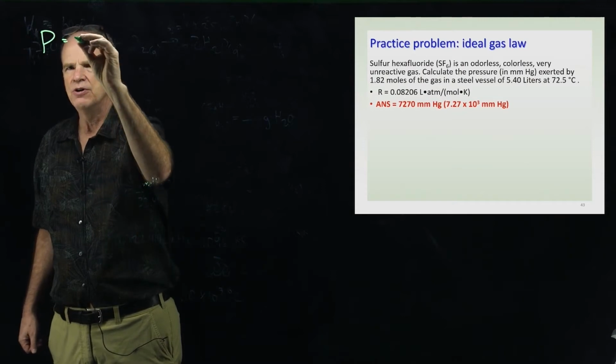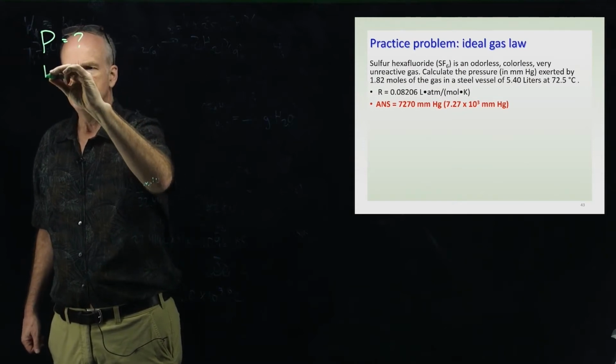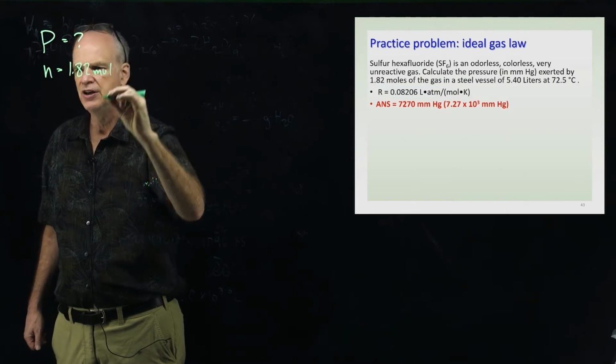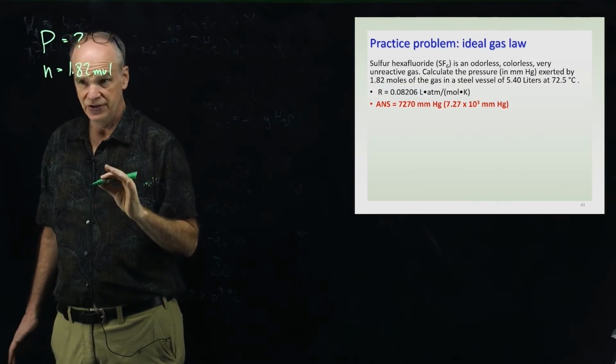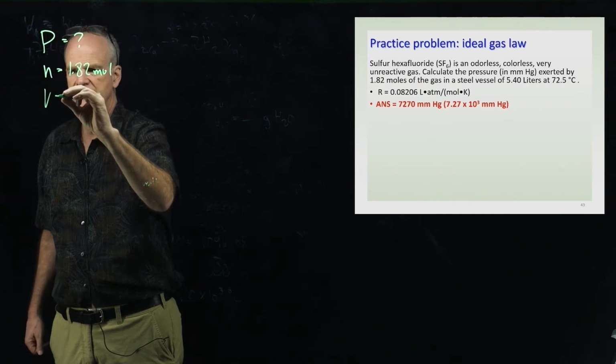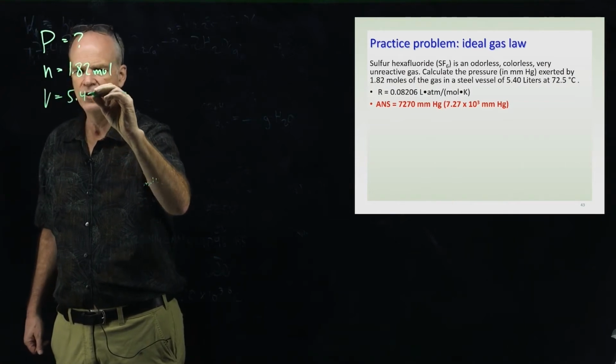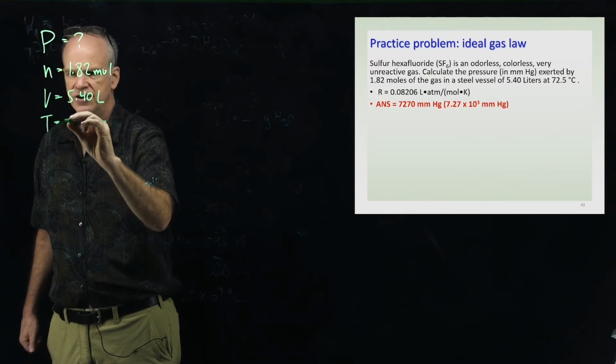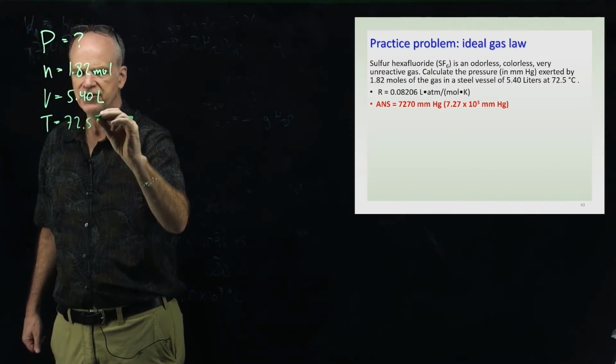So I'm going to put a question mark here. We have the number of moles of the gas, which is 1.82 moles. It's contained in a vessel, and the volume of that vessel is 5.40 liters. And then the temperature of the gas is 72.5 degrees Celsius.